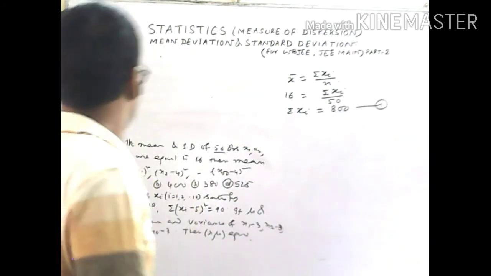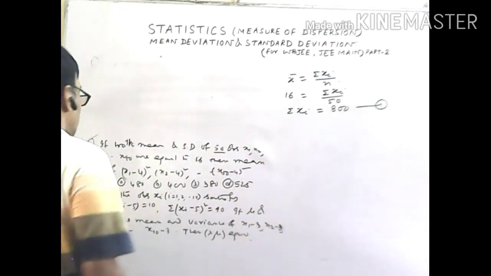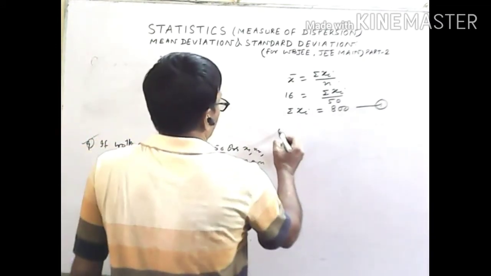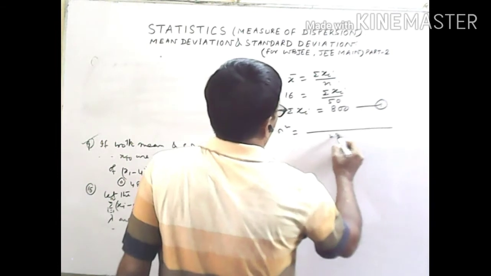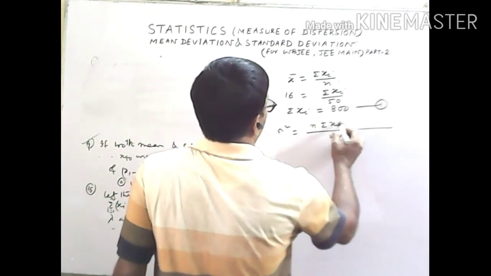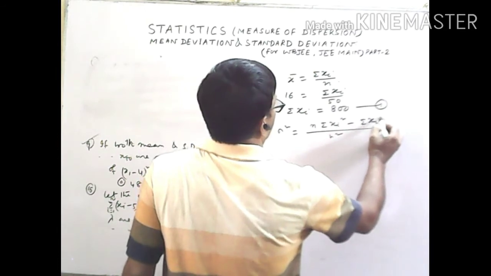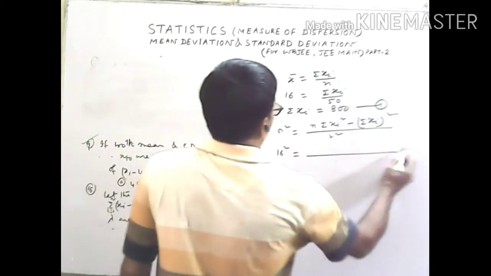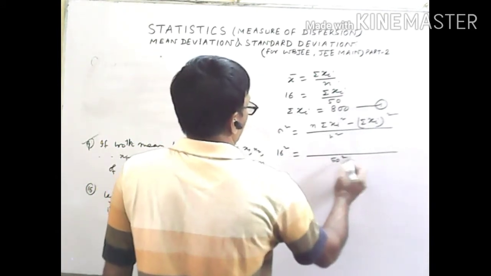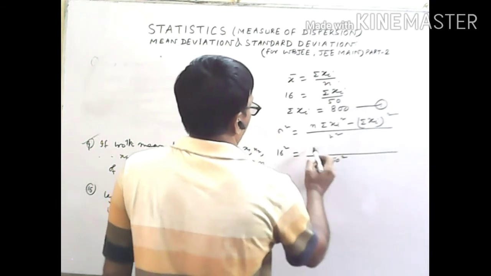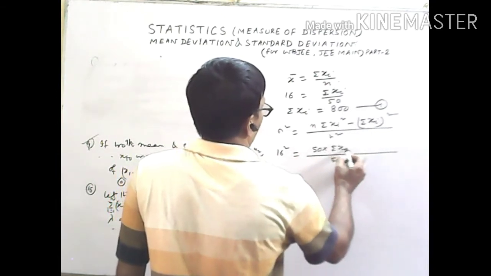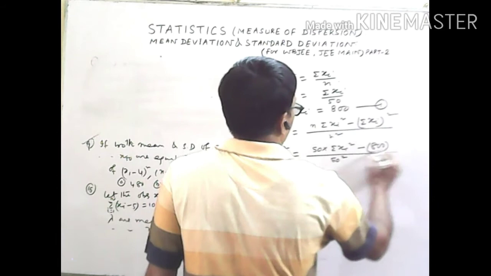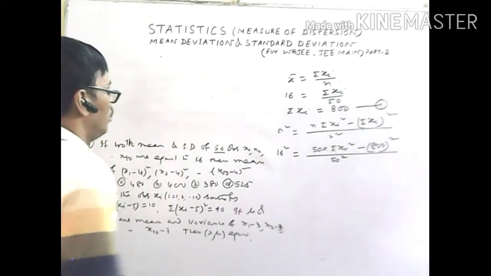Now one condition is given: the mean and standard deviation. The standard deviation is also 16. So sigma square, by the shortcut method, equals 1 by n square into n summation xi square minus summation xi whole square. So 16 square equals 1 by 50 square into 50 summation xi square minus, what is summation xi? 800 whole square.